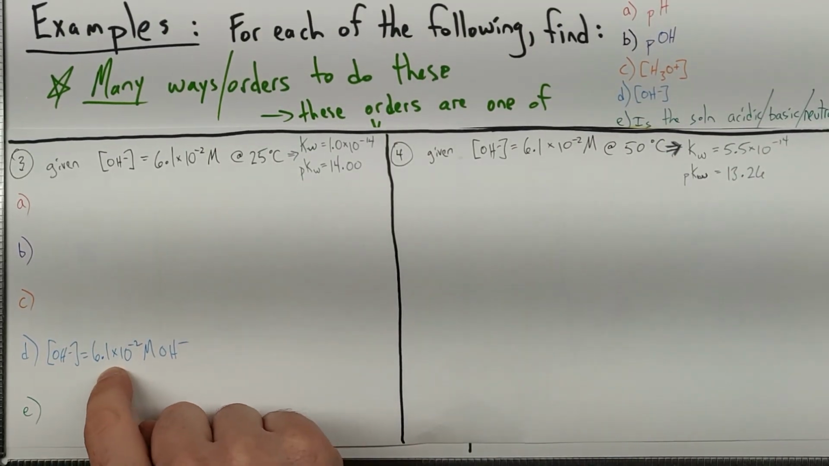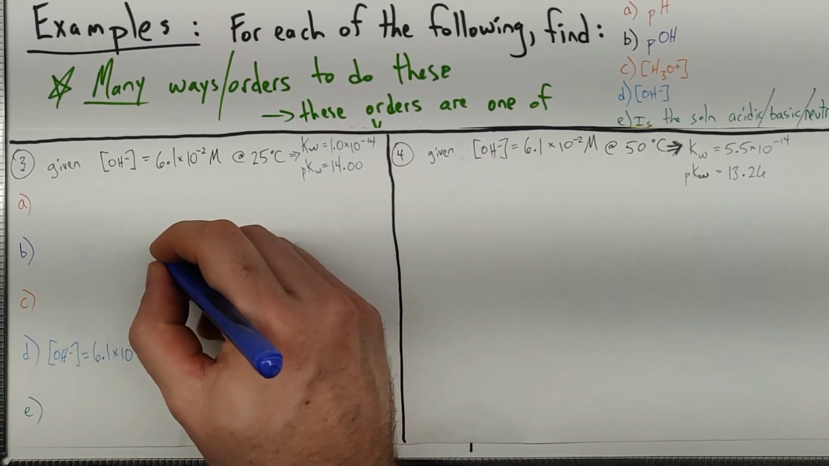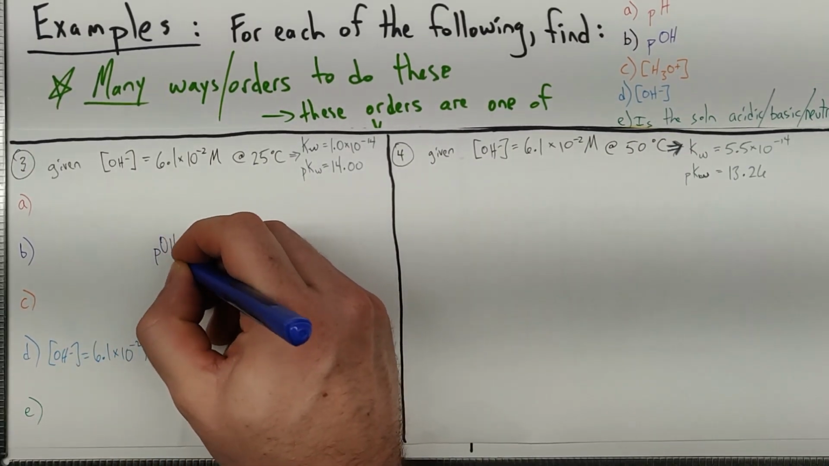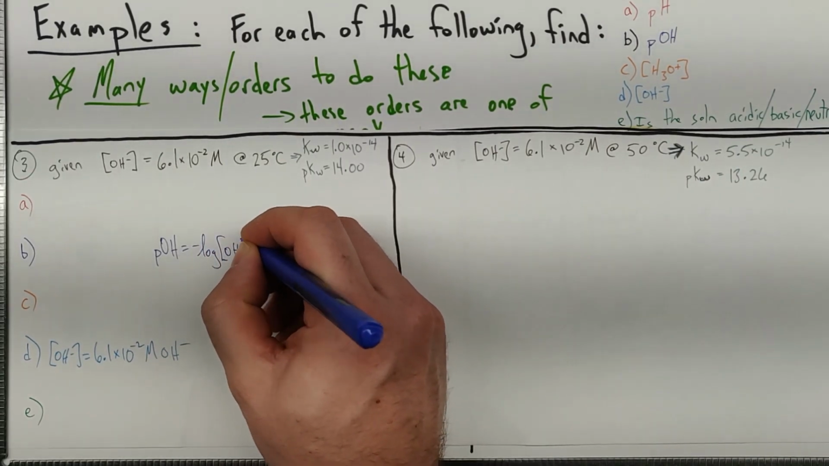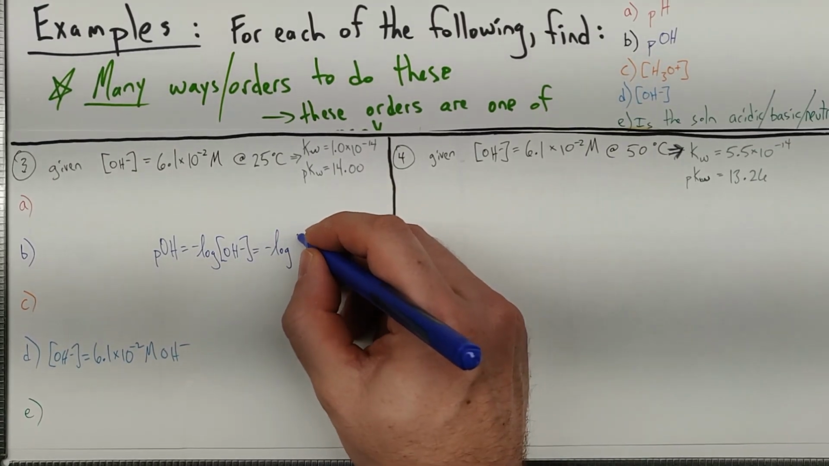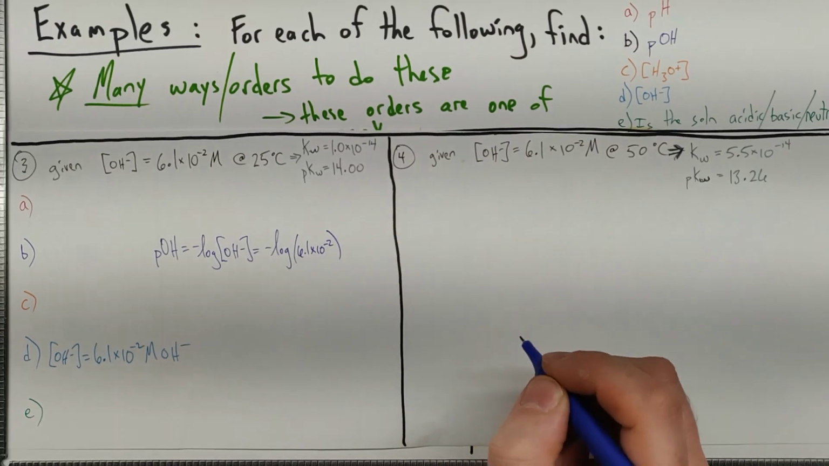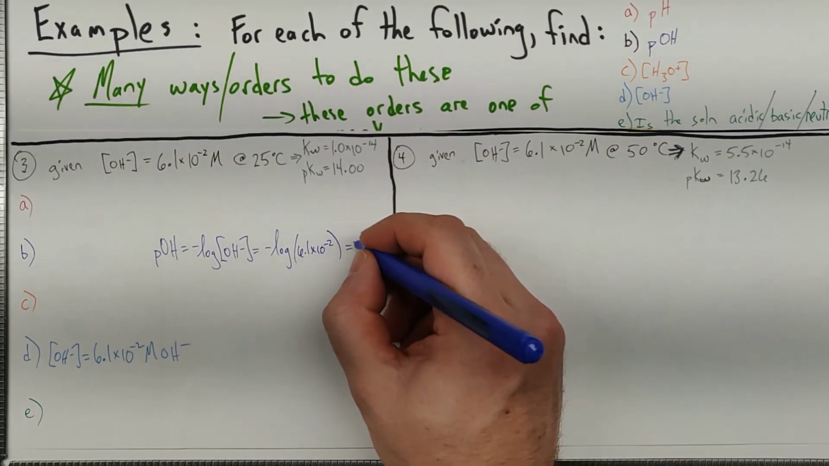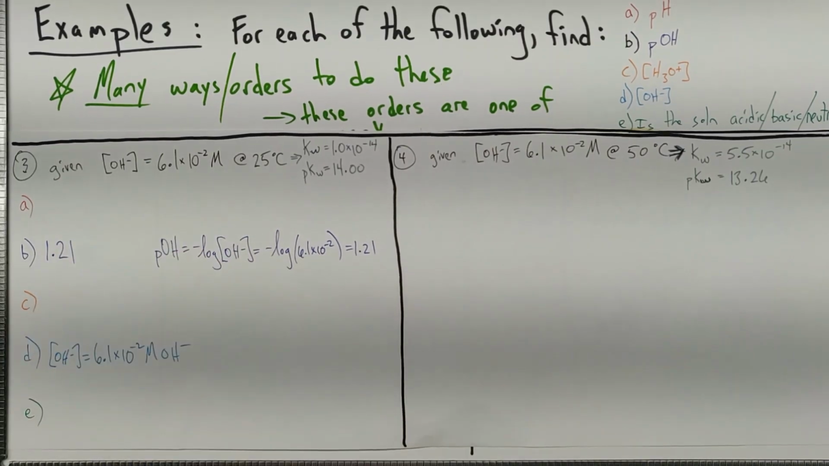Since I have this concentration, I'm going to jump right to that pOH, because I know that pOH is defined as the negative log concentration OH minus, which in this case is the negative log of 6.1 times 10 to the minus 2. And we end up in this case with a 1.21 for our pOH. Alright?